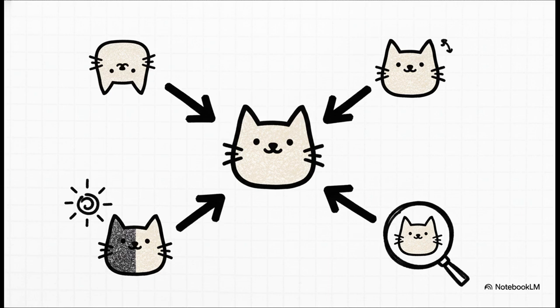We don't want it to only recognize a cat that's sitting perfectly still, facing forward. So we show it that same cat picture but flipped horizontally, rotated a little bit. Maybe we mess with the brightness or zoom in. By doing this, we teach it a crucial lesson. A cat is still a cat, even if it's upside down or in bad lighting.